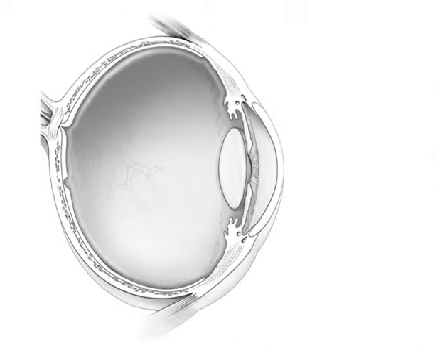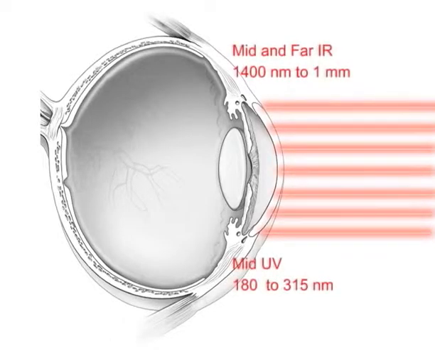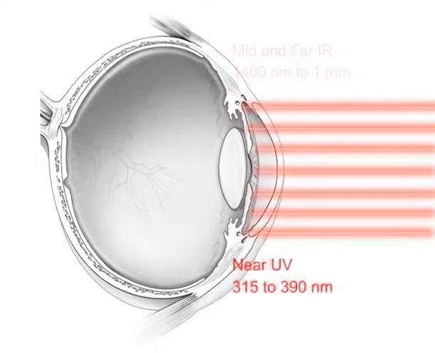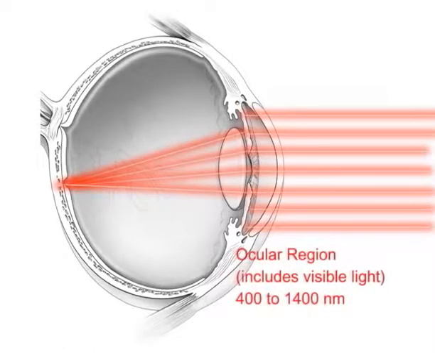Different wavelengths damage different parts of the eye. Wavelengths in the mid and far IR as well as the mid UV affect the most outer layers of the eye, or cornea. The near UV wavelengths that fall in the range of 315 to 390 nanometers will damage the lens. The most dangerous wavelengths to the eye are the ones that are focused onto the retina. This range is called the ocular region and includes both the visible and near-infrared range, which is 400 to 1400 nanometers. The lens has a focusing capability of 100,000 times, so it is easy to understand why even a low-power beam can produce catastrophic damage to the eye.